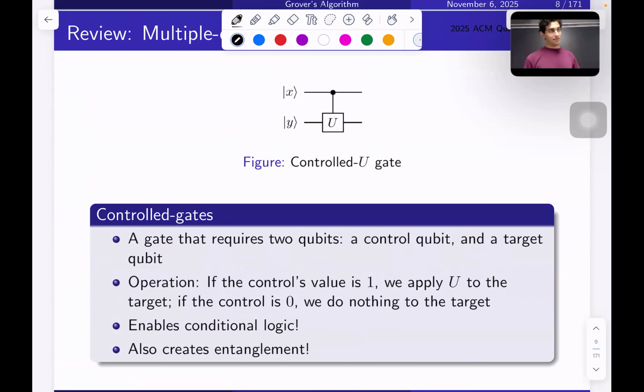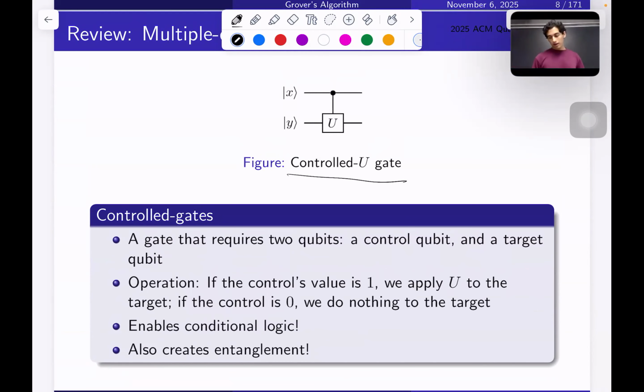Multi-qubit gates can act on two or more qubits. The main one we look at is the controlled gate, where it has a control qubit represented by the solid dot, and then a target qubit where the actual operation is. The gate will apply U onto the target if the control is in a one state. So if this is in a one state, it'll apply U to Y. Questions on that? And then these gates create entanglement, as we've seen with the Deutsch-Jozsa algorithm and stuff. Questions on that?